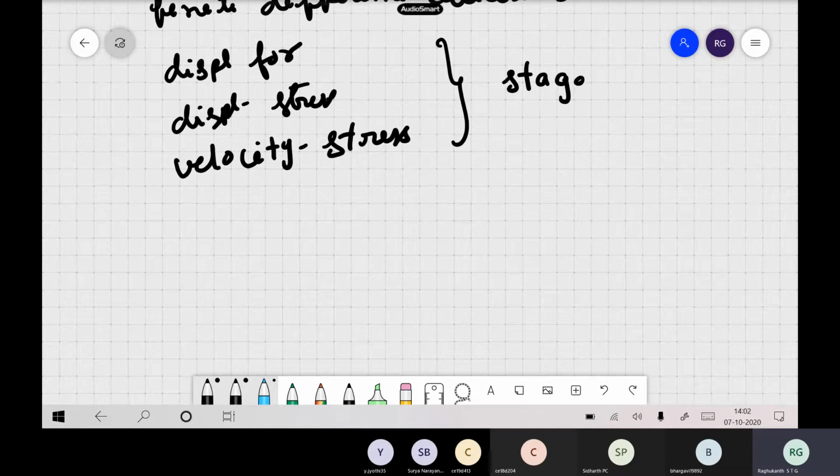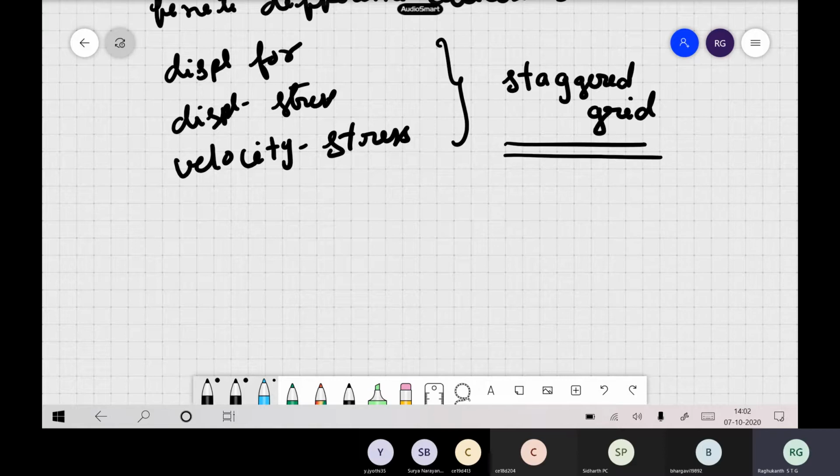As I already told you, the staggered grid comes naturally, because you may have to match not the displacement and stress, or velocity and stress. You may have to match the derivative of time, then the first spatial derivative, then the second time derivative, or maybe the first time derivative at a particular point. So automatically it gives rise to this staggered grid. This we have seen in our last class.